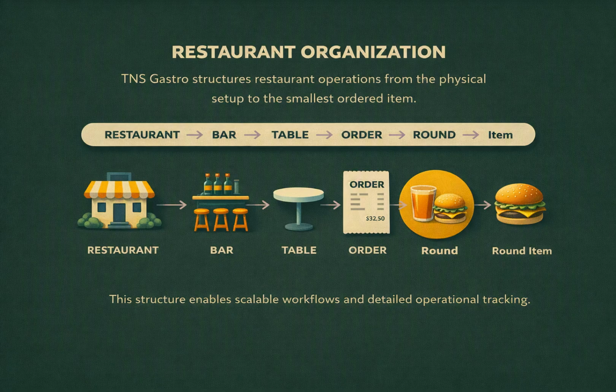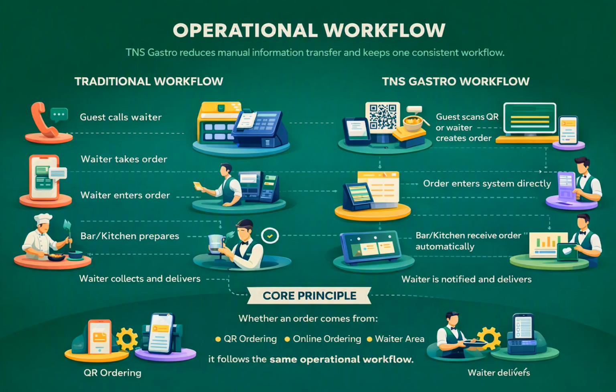Each order has an order status that represents the current state of the entire order. Each round has its own round status that represents the progress of that specific round. Finally, every round item has a round item status. This is the most detailed operational status in the system and is used to track the preparation and delivery of every individual product. This structure is the foundation of the operational workflow inside TNS Gastro. Restaurant, bar, table, order, round, item. In the next section, we will see how these objects interact during the ordering process and how information flows through the system. To understand the operational workflow of TNS Gastro, let's first look at how a restaurant traditionally operates.